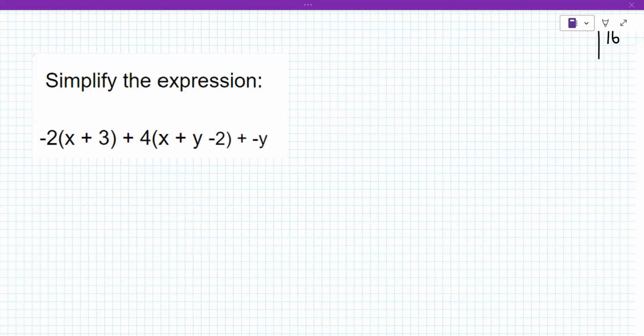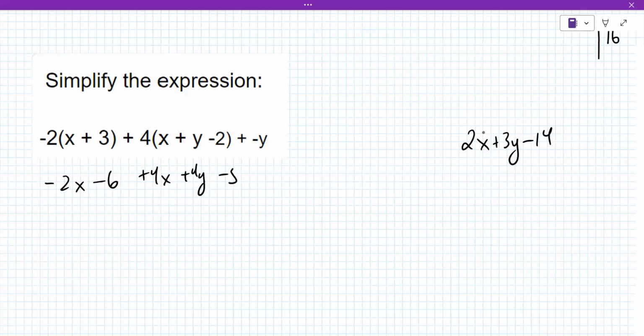2x plus 3y minus 14. Like that. Okay, so minus 2x minus 6 plus 4x plus 4y minus 8 plus negative y. So it looked like 2x for sure, I like that. And then 3y minus 14, good.